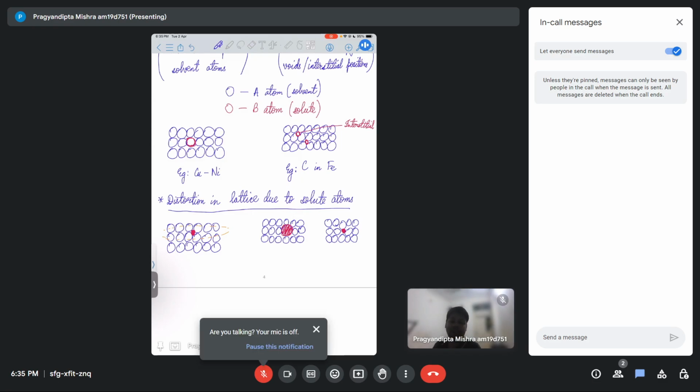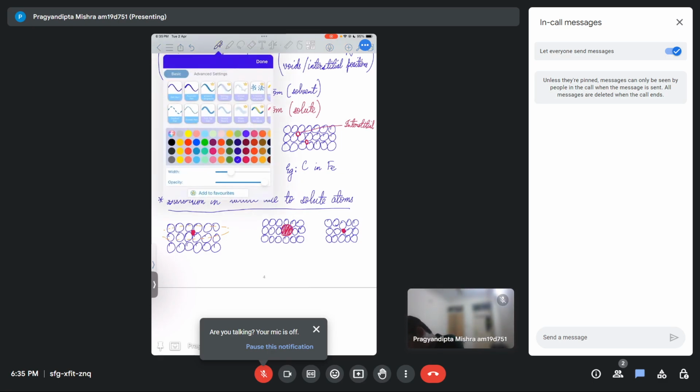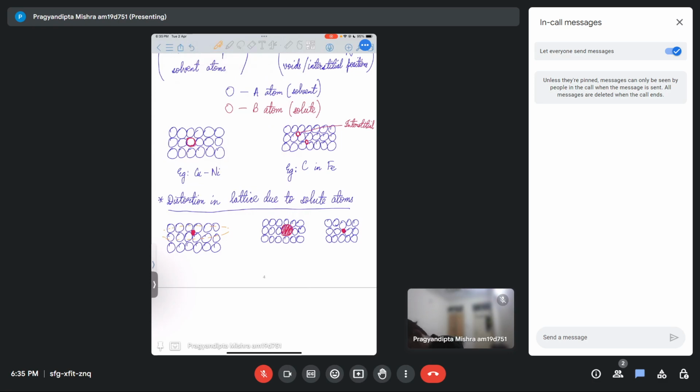So in both the cases, what kind of distortion field will we see? Here, the distortion field would look something like this. You'll see a similar distortion field like before in the interstitial, but then you will also have a distortion field going vertically as well. So it will be spherical. Here also it will be spherical, but in the opposite way. It will be like this, like this, like this, and like this.